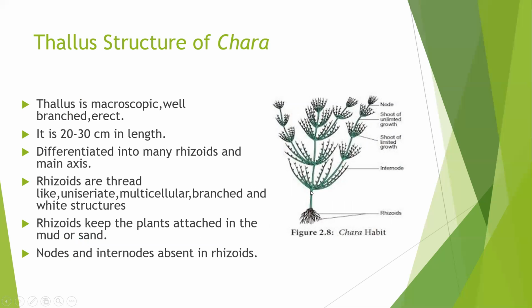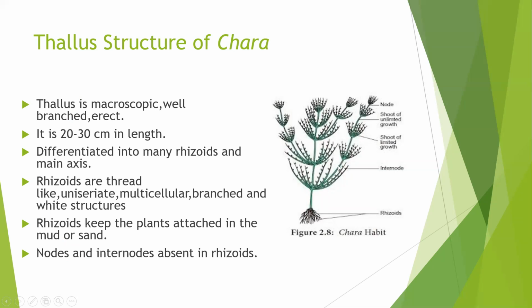This is the main axis, which is erect and well-branched, consisting of 4 types of appendages, and these 4 types of appendages are branchlets. These branchlets are also called branches of limited growth, and they are also known as primary laterals, and they are of short size. Therefore, they are also called branches of limited growth.